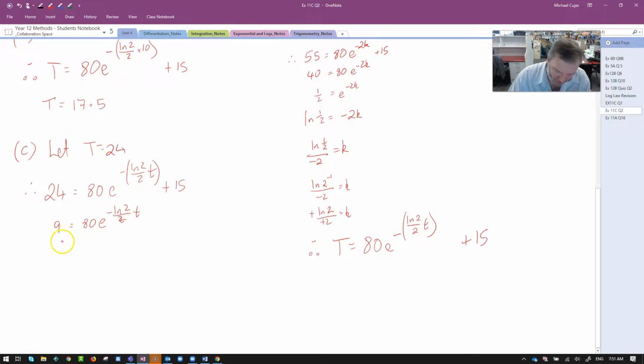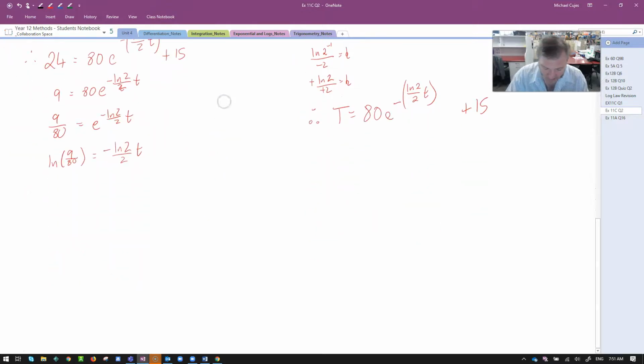We're getting there. Divide by 80. 9 over 80 equals e to the negative ln 2 over 2 t. Natural log of each side. So I've got the natural log of 9 over 80. That's going to equal negative ln 2 over 2t. Multiplied by the reciprocal, I'm going to have negative 2 ln 9 over 80. So that's multiplying by negative 2. And then dividing by ln 2 equals t.